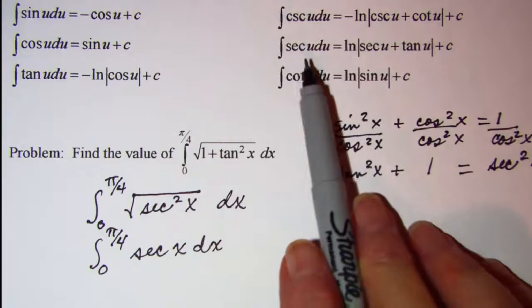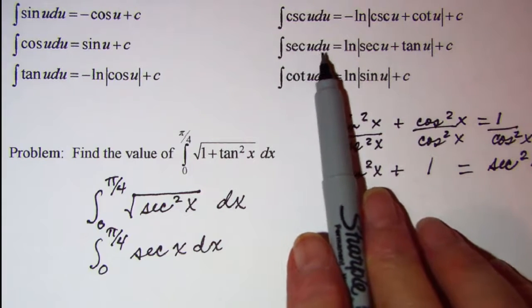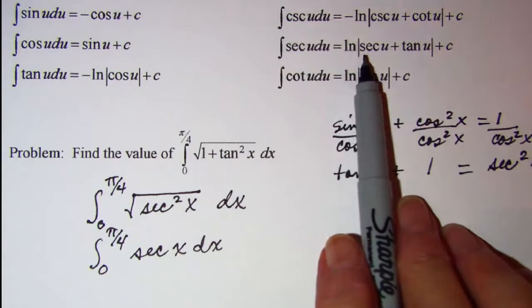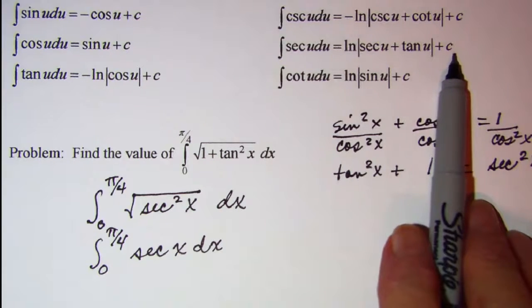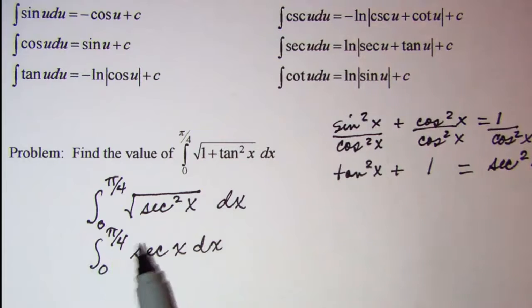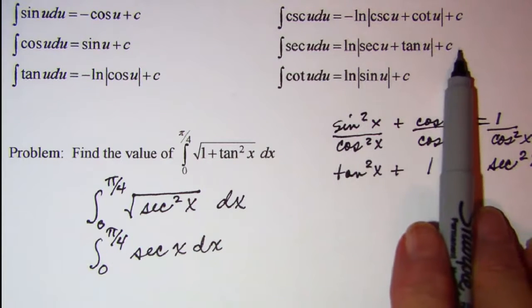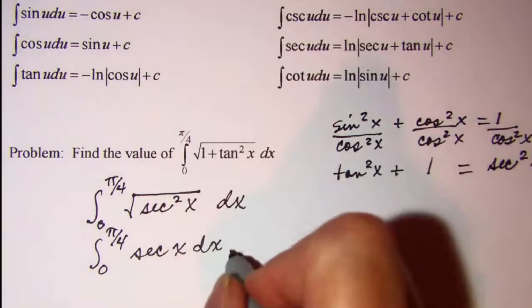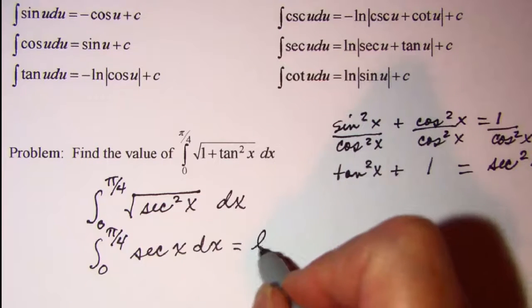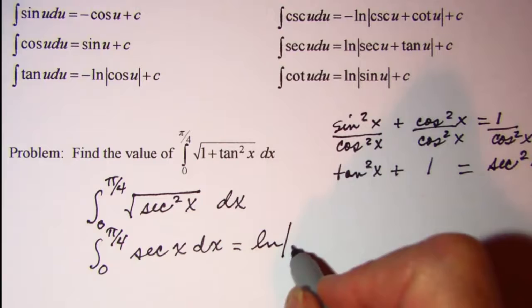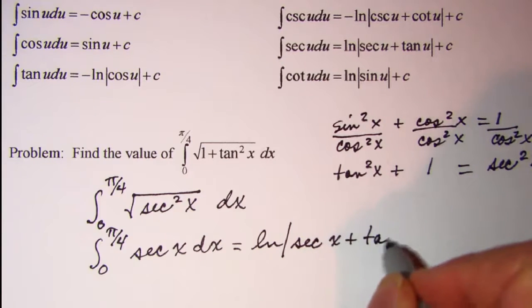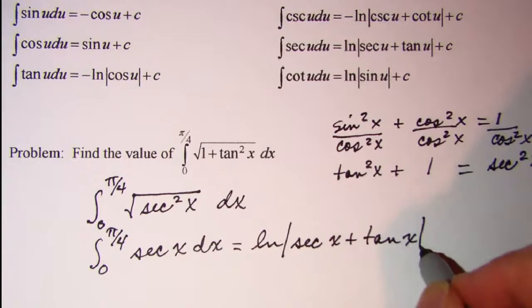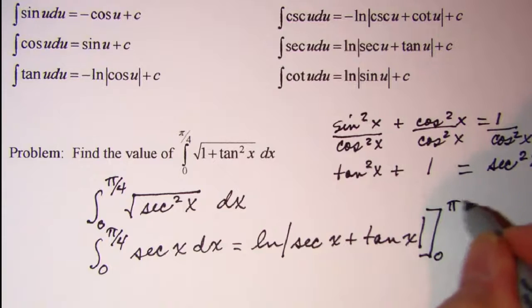Well, we know that the integral of secant u du is ln of the absolute value, secant u plus tangent u plus a constant. Now this is a definite integral, so I don't need the plus constant part. But I'll just write then ln absolute value secant x plus tangent x evaluated from 0 to pi over 4.